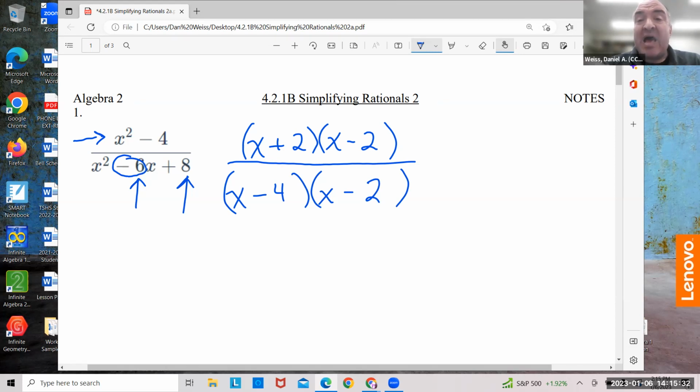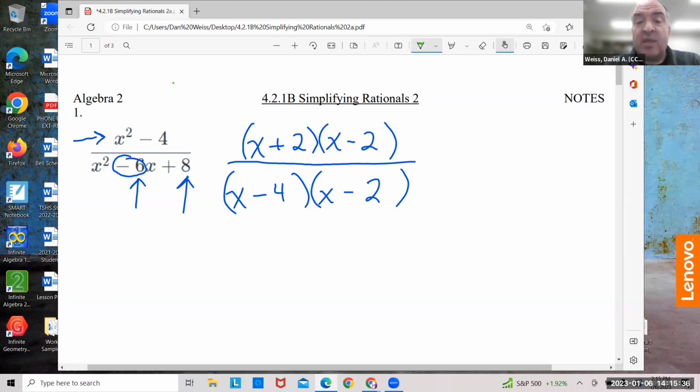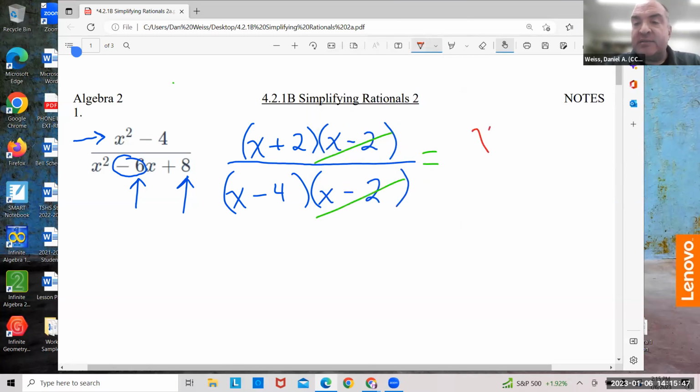Now, what cancels? X minus 2 and x minus 2. There you go, and you're left with your answer. Your answer is x plus 2 over x minus 4.